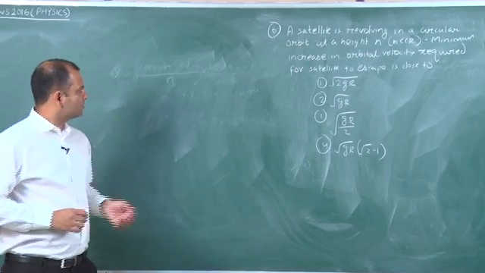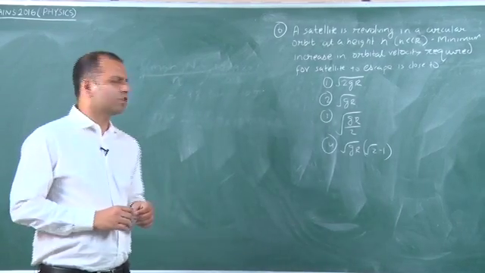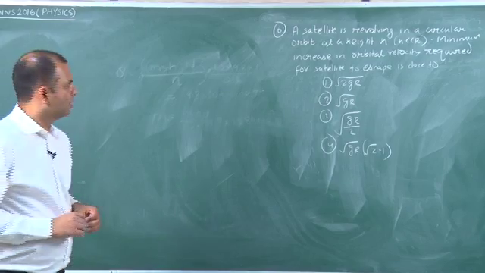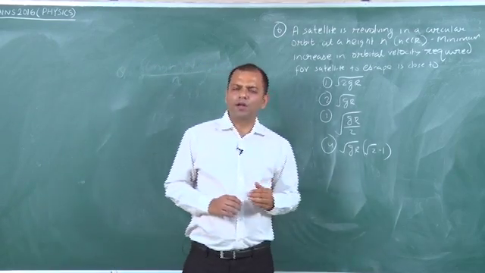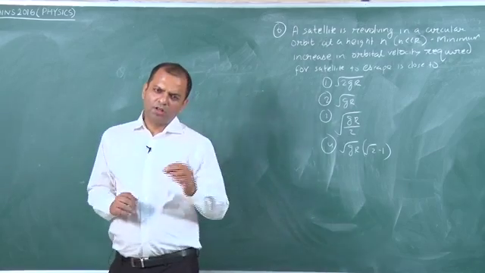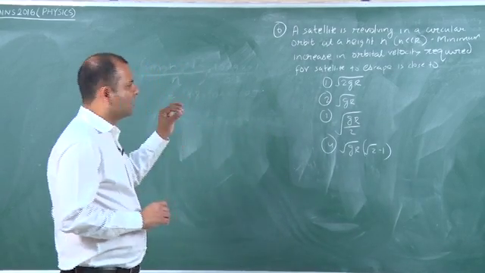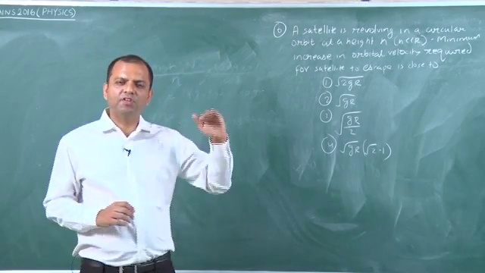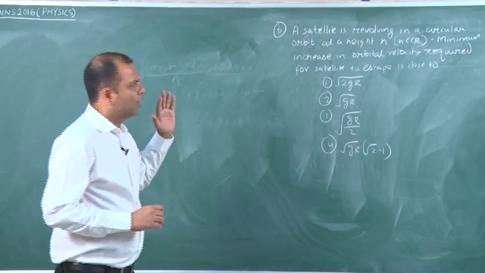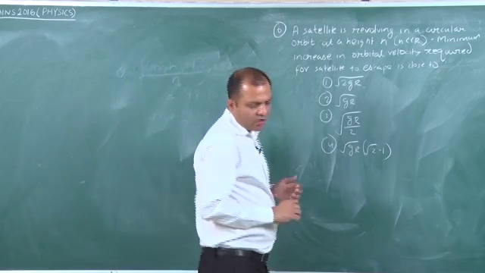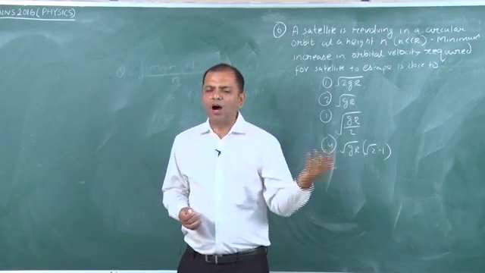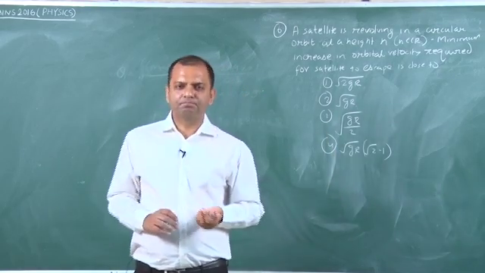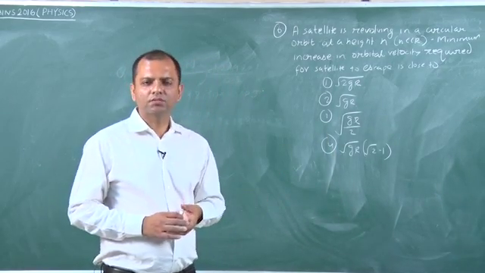So, question number 6, it is another very simple question from gravitation. A satellite is revolving in a circular orbit around Earth with h being very small compared to r. It means that the orbit of satellite is very close to the surface of Earth. And what is the minimum velocity which we must impart so that it will escape the gravitational field of Earth?